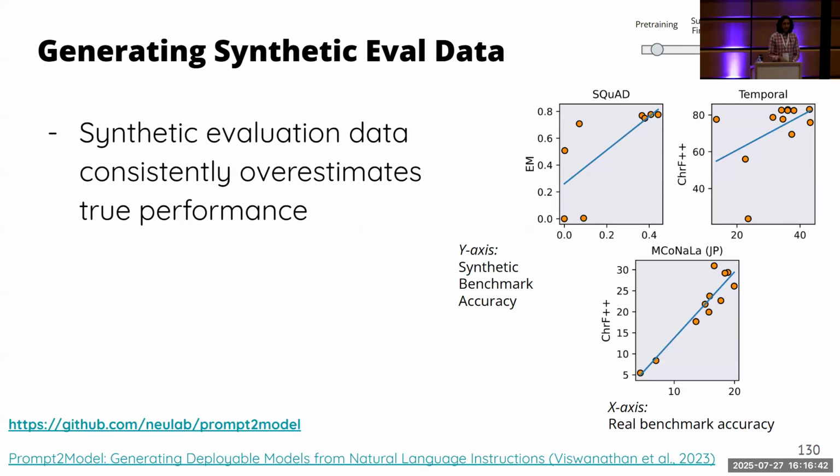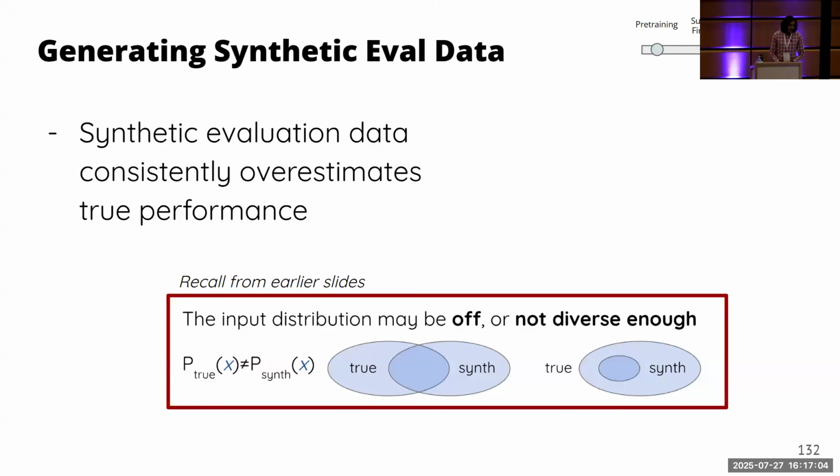We found that a lot of the time, the correlation was actually quite good, although it was not always the case. But interestingly, the synthetic evaluation data almost always overestimated the model performance by a lot, by a factor of 2. I think the idea here is that if the input distribution in your evaluation data is not really representative enough, then you might just cover the head of your distribution, and you won't consider all of the complexities or edge cases that a real task might produce.